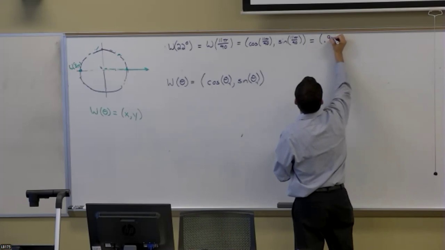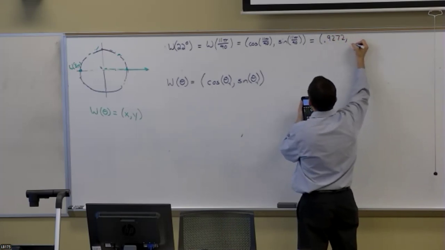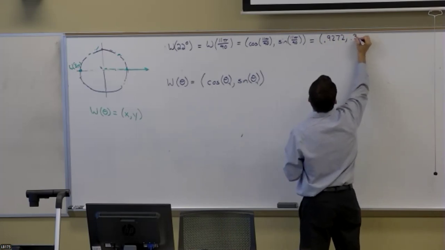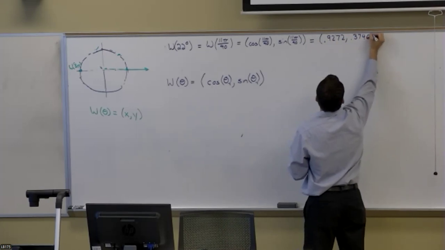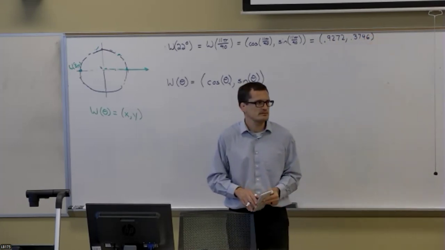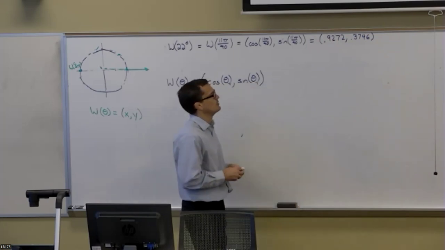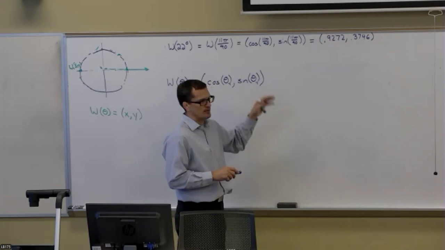0.9272, and 0.3746. Again, I went down to 4 decimal places just so you have a little bit more to look at. That's all. If Moodle asks you to round to 2 decimal places, round to 2.